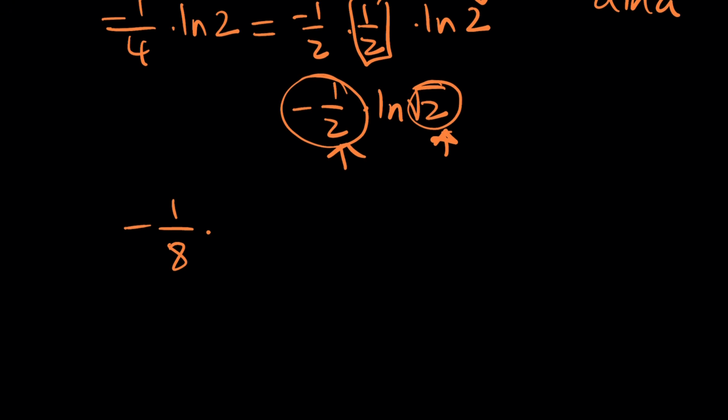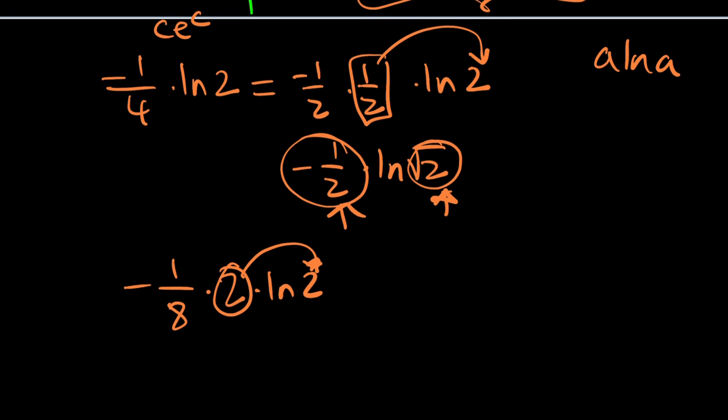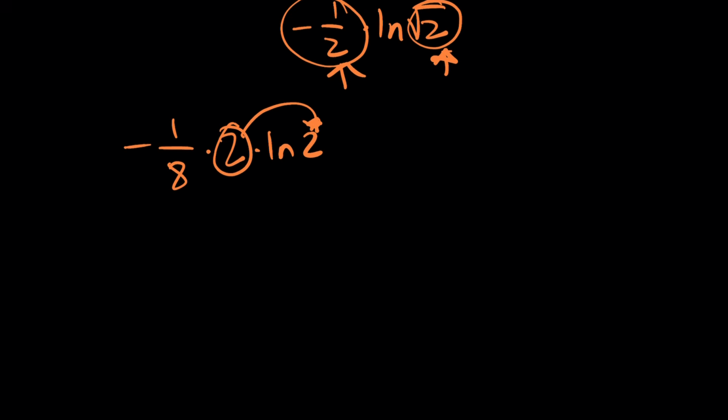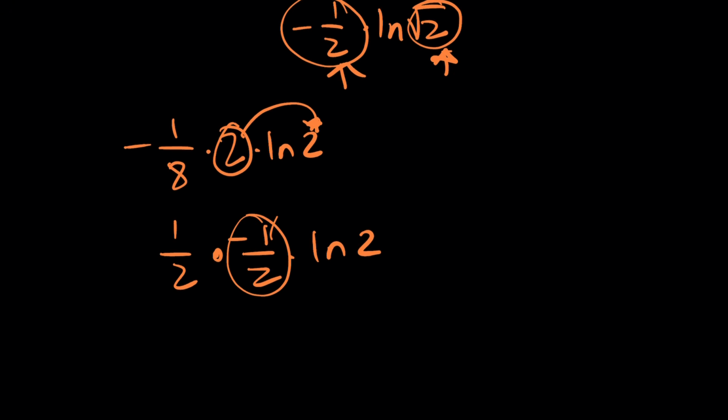-1/8 times 2 times ln 2. If I bring the 2 over here, that's probably not going to be a good thing. By the way, I don't have to keep the negative here. I could also do this. Remember when we had the -1/4, we said, okay, maybe, how about something like this? Would this work? No, because this is still going to give you some type of radical.